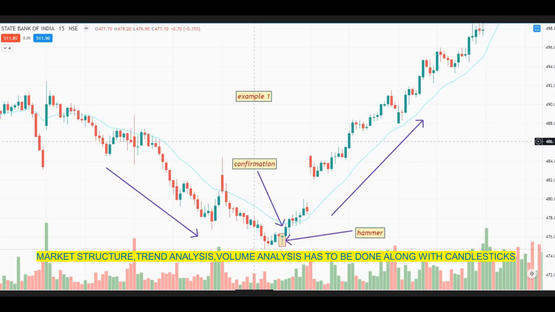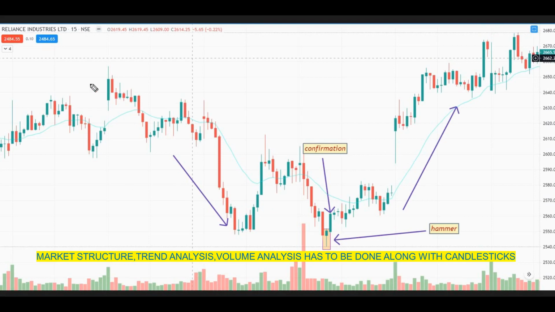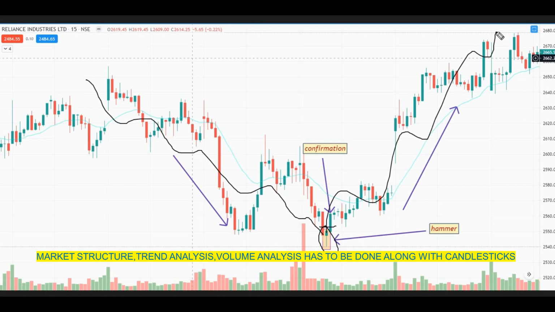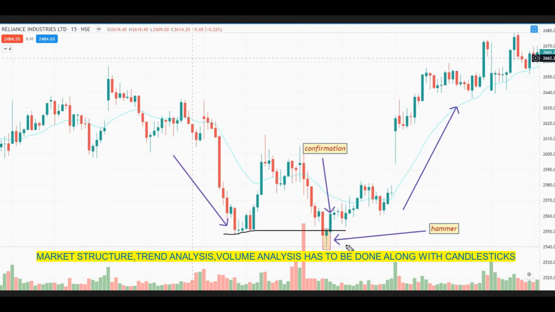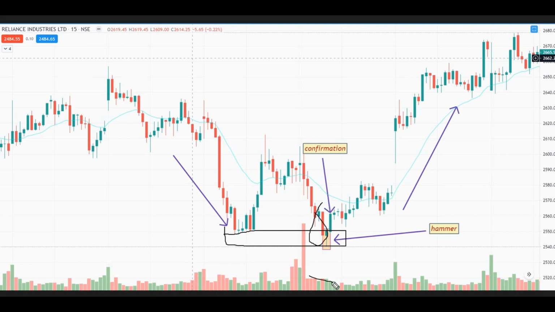Okay, so now let's look at another example. See, proper downtrend, hammer, confirmation, trend change. Okay, see, here we can also see a double bottom. Last selling, low volume, see the uptrend after that.